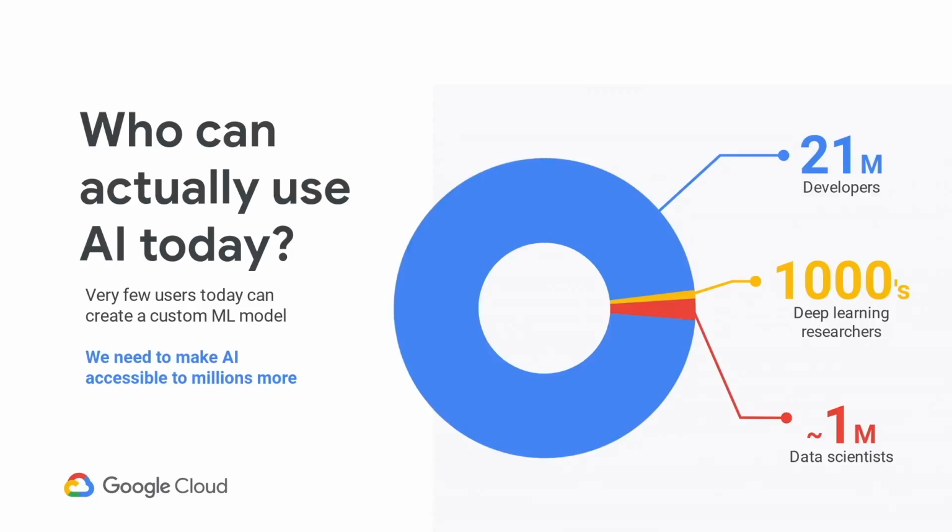So who can actually use our AI today? Very few users today can actually create a custom model, and we need to make AI accessible to millions of people, and that's really what today's conference is all about. Absolutely, how to move it off the roadmap and into workstreams. Exactly. Today, a lot of the AI is only accessible to the select few, such as people who are very competent in deep learning and neural networks, and people who come from a data science background with great mathematical and statistical knowledge. Whereas with the 21 million developer community, how do we put AI and machine learning into their hands so that we can create new ways of working and transform how we work and live?